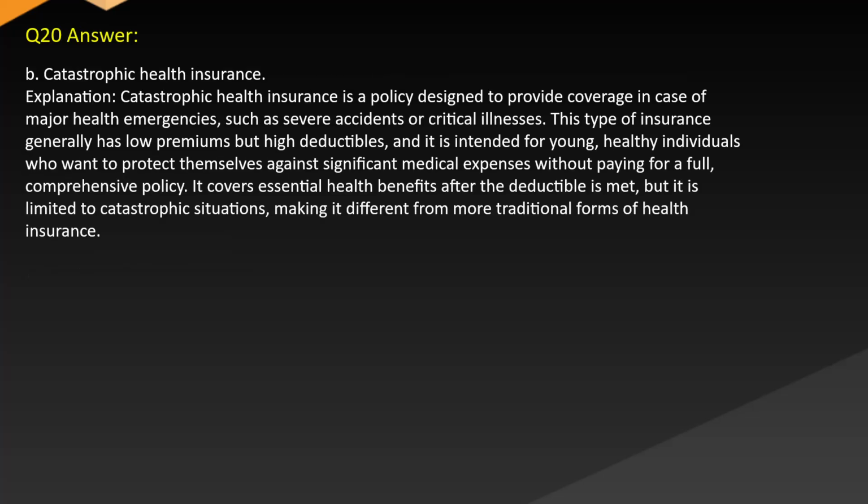Answer. B. Catastrophic health insurance. Explanation. Catastrophic health insurance is a policy designed to provide coverage in case of major health emergencies, such as severe accidents or critical illnesses. This type of insurance generally has low premiums, but high deductibles, and it is intended for young, healthy individuals who want to protect themselves against significant medical expenses without paying for a full comprehensive policy. It covers essential health benefits after the deductible is met, but it is limited to catastrophic situations, making it different from more traditional forms of health insurance.